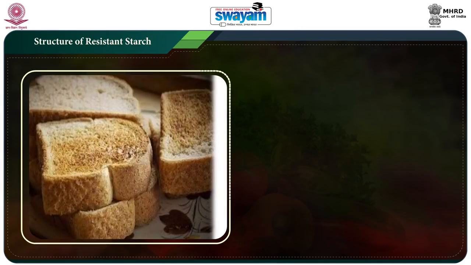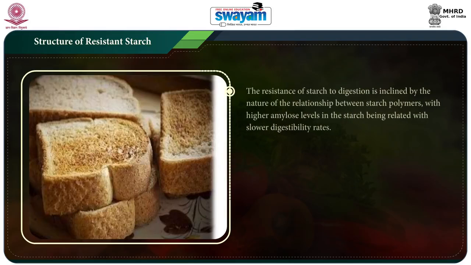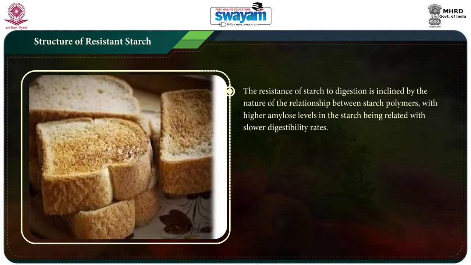Let us learn the structure of resistant starch. The resistance of starch to digestion is influenced by the nature of the relationship within the starch polymer, with a higher amylose level in the starch being related to a slower digestibility rate. Retrograded starch is a certain structural form of resistant starch.